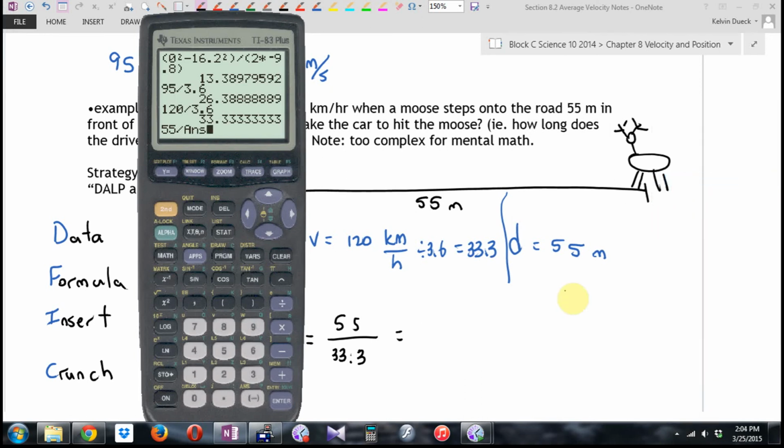And I get, do you get 1.65? That's what you get if you didn't round off. The rest of you will have like 1.64 or 1.66 or close to that. Yes?